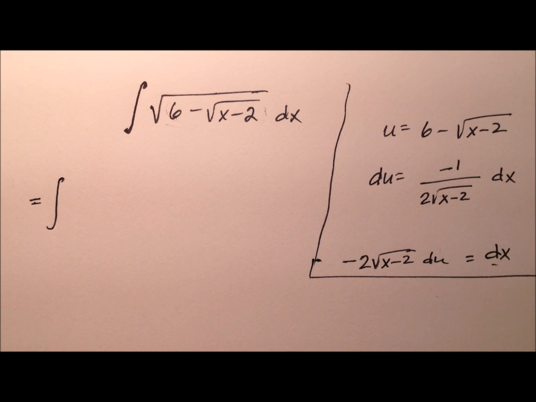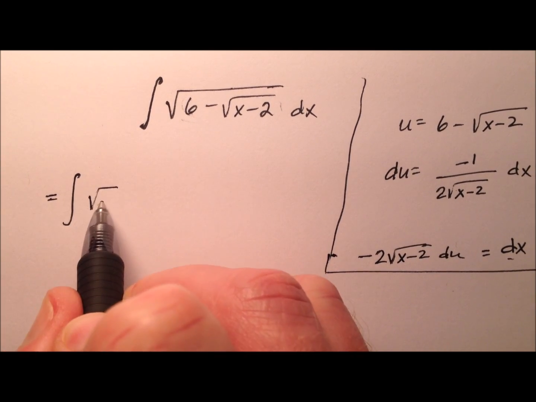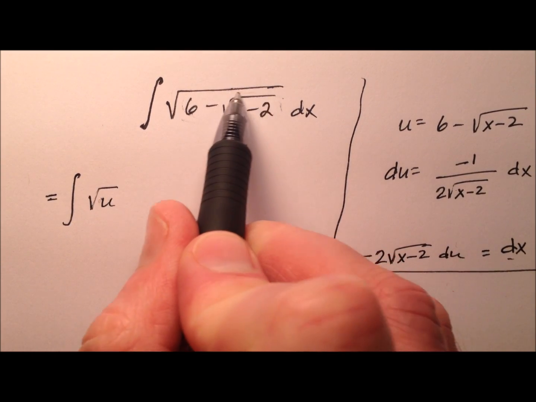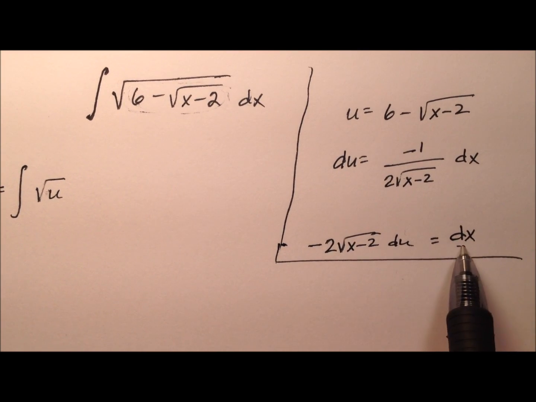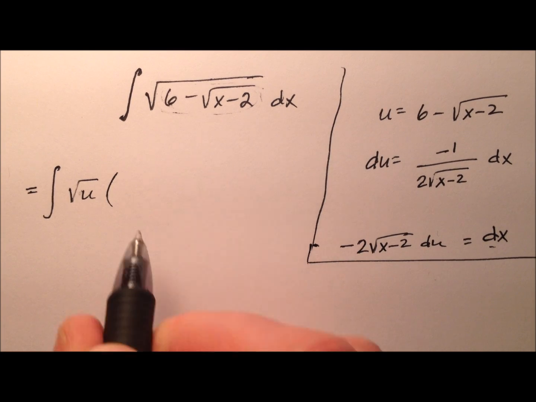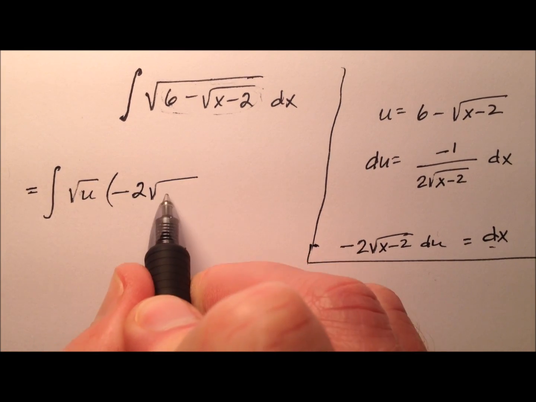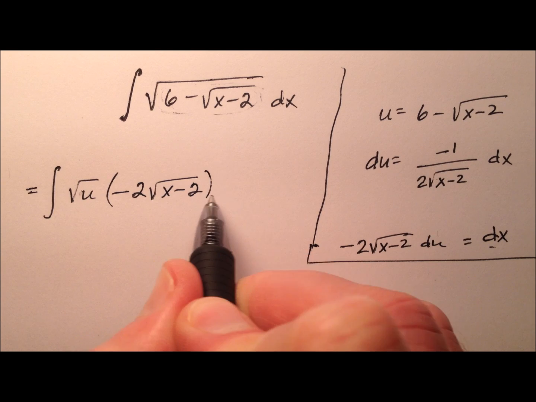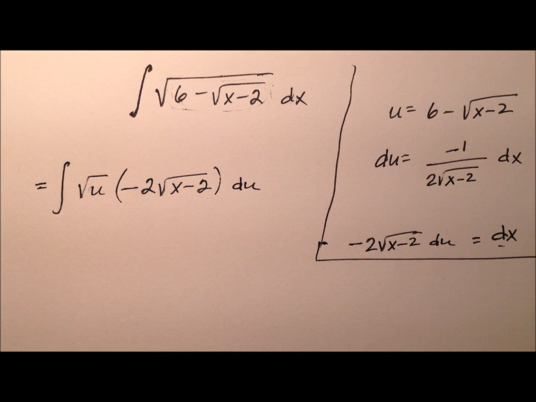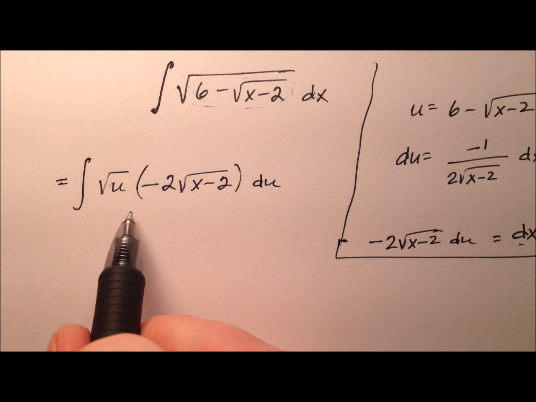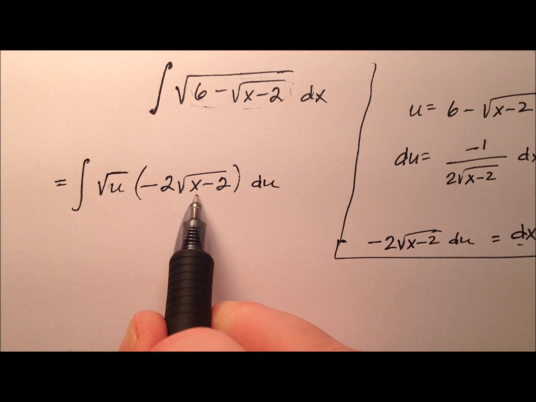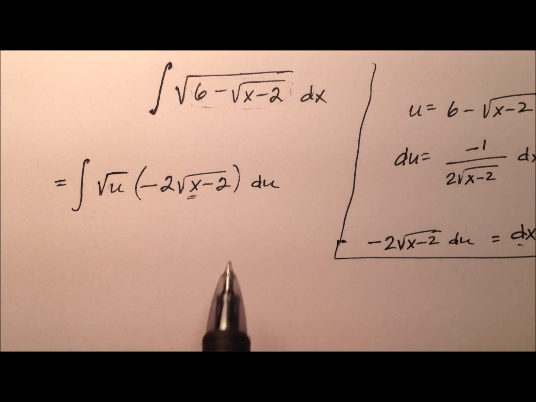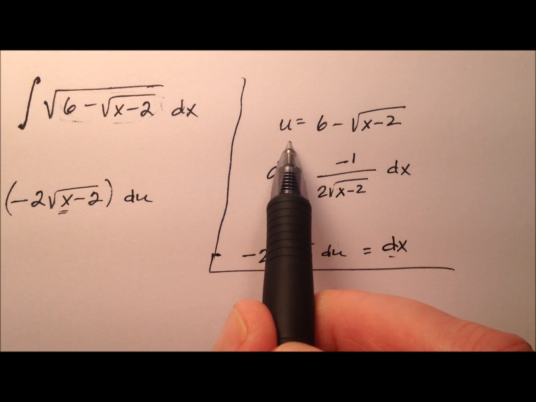So I have my integral here, and it's going to be the square root of u, because u is this entire thing. But when I go to substitute my dx in, this doesn't look very nice. Okay, it looks like that. Well, I've got a problem because I've changed almost everything to u's and du's, but I still have this x right here. Well, let's go back to my original u substitution that I made.